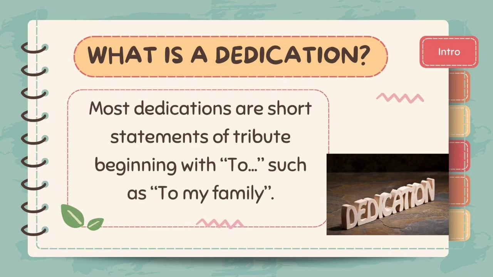The first one is selecting someone. The hardest part of creating your front matter is deciding to whom you want to dedicate it. Another one is naming names. So you must choose how you will name the person or persons for whom you will write your dedication after deciding to whom you will dedicate it.